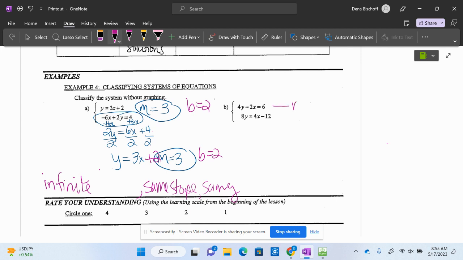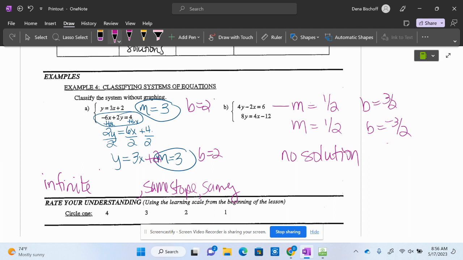Here, when you solve for your slope, you get 2 divided by 4, which is 1/2. Here, when you solve for your slope and your y-intercept, b equals 3/2. Here, your slope is 4 divided by 8, which is 1/2, and your y-intercept is -3/2. Same slope, different y-intercepts. No solution.